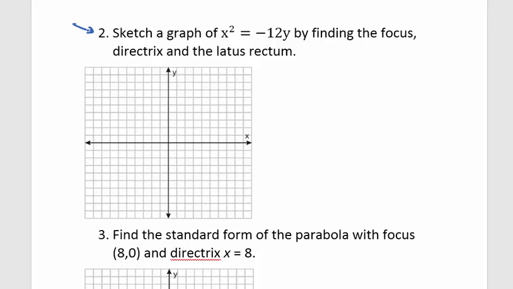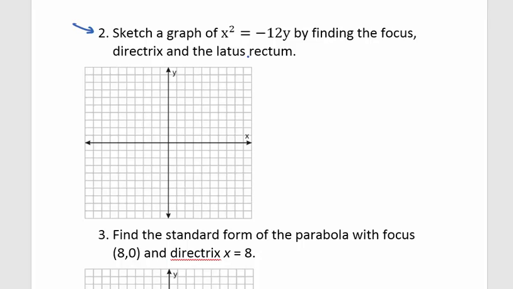All right, let's take a look at a question here. Question 2, I want to sketch the graph of x squared equals negative 12y by finding the focus, directrix, and latus rectum. So notice this is an x squared equals some number. So this is going to be opening up or down. What you want to do here is find p. Once you find p, you can find the focus, the directrix, and the latus rectum and sketch a graph.